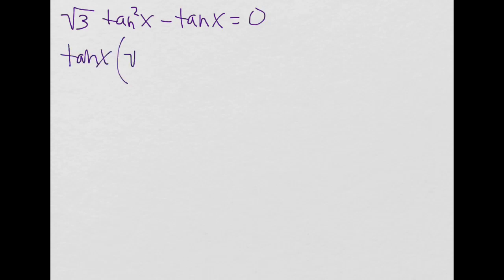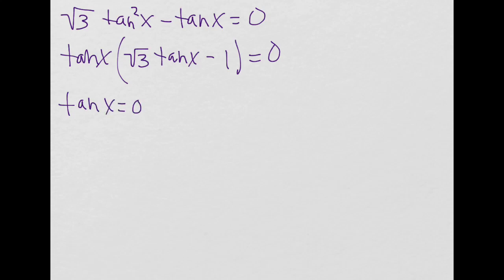What are you left with? Well, you're left with root 3 tangent of x minus 1 equals 0. And now we're just at our classic case of zero product property. Set both of these factors equal to 0. Tangent of x equals 0. When does that happen? Well, when's tangent 0? Tangent is slope. So that's happening right there at 0, pi, and 2 pi.